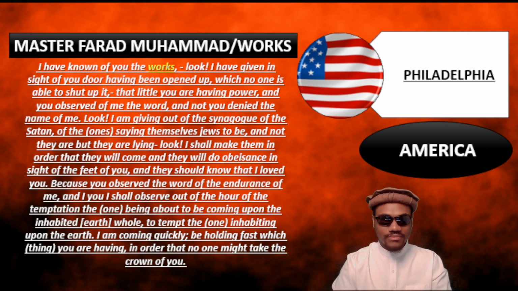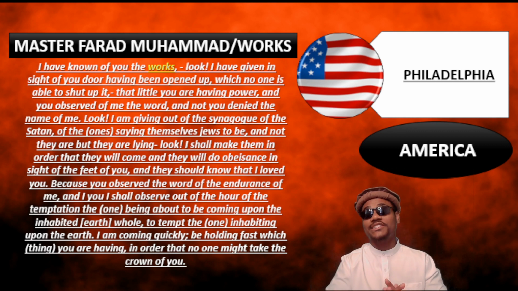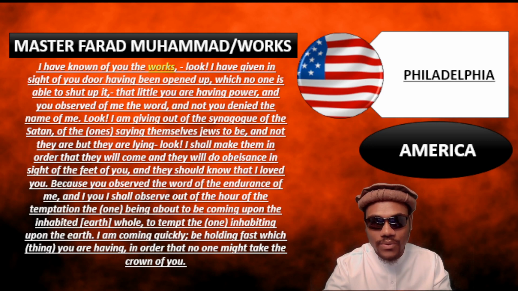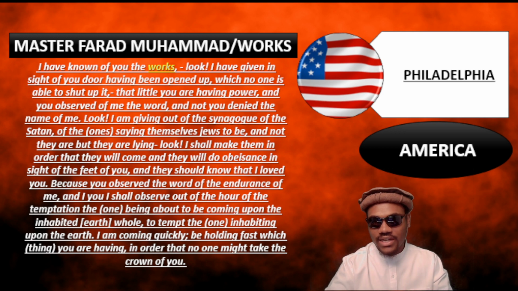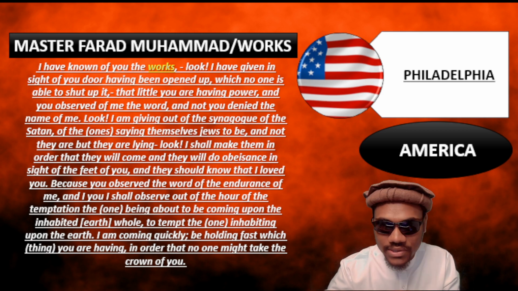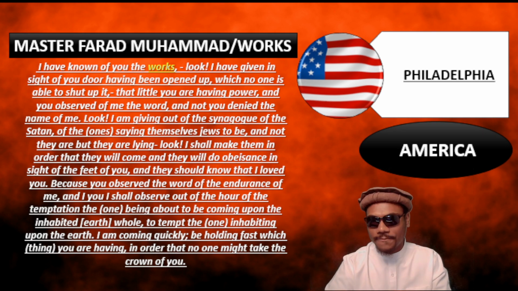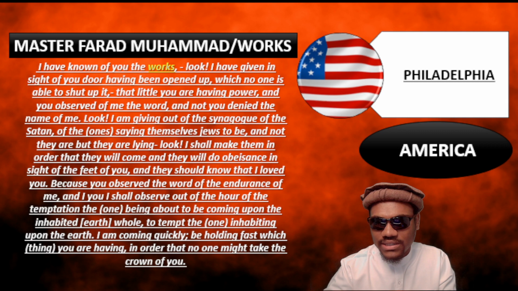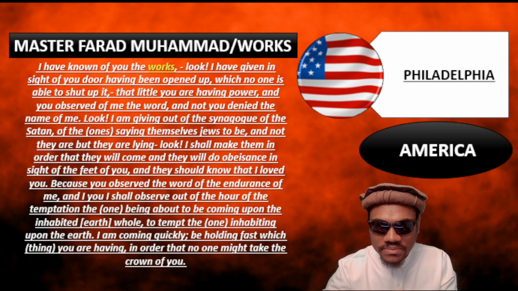So that's what Prophet Muhammad is saying to them. This is what he's saying to the demons. You see, there's a lot of stuff going on here. He's saying that he's giving them the door that's open, and he said that no one can shut it up, no one can do it. The little power they are having, you see? Yeah, but you observed the word of me. You didn't deny the name of me, you see? And he's saying, I am giving out the synagogue of Satan. You see, speaking about false Israel again. Speaking about false Israel, the false people, the ones that's not Jews. He's saying that they call themselves Jews, but they're not.